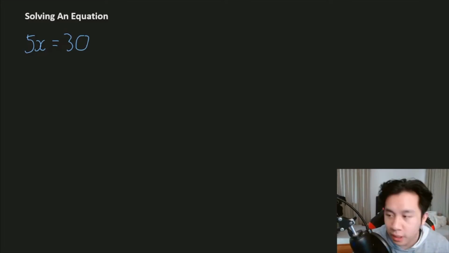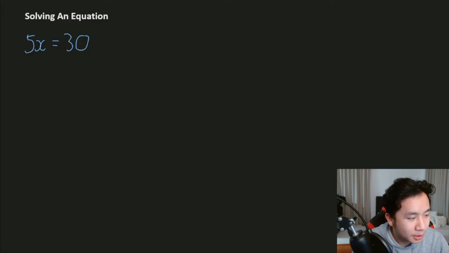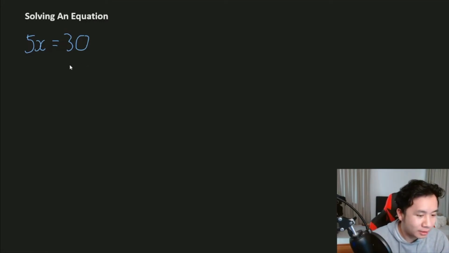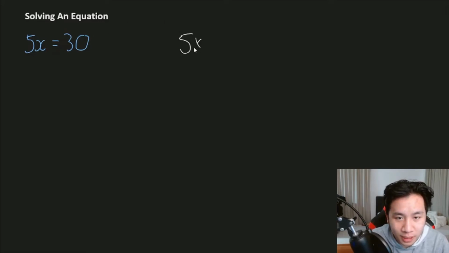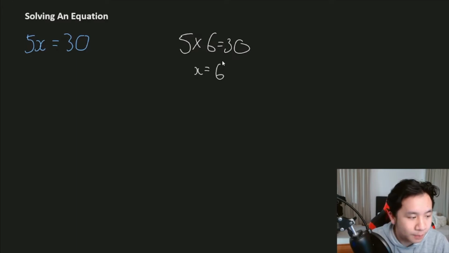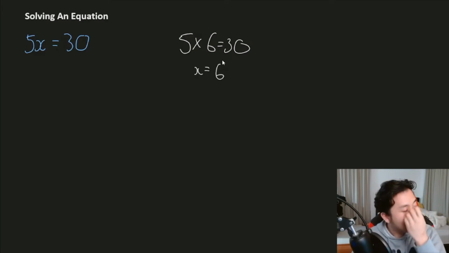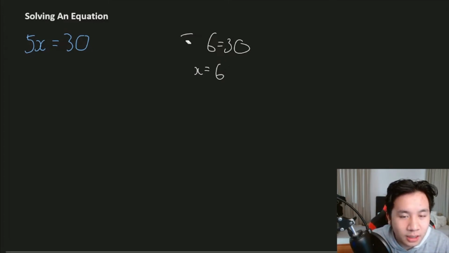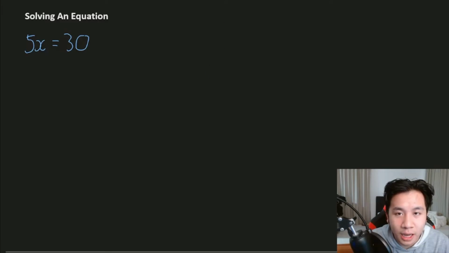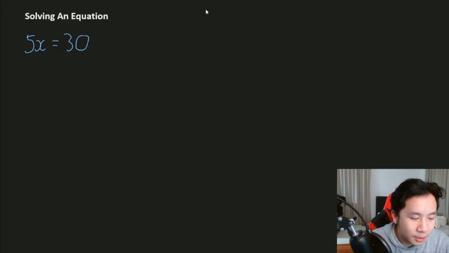So today we'll be looking at solving an equation. If you look at this equation, it says 5 times x equals 30, and we want to figure out what x is equal to. Now, if you know your times tables, you should know that 5 times 6 equals 30, and so x is equal to 6. You shouldn't really solve it this way. This is more guess and check, in a sense, because equations can be very complex.